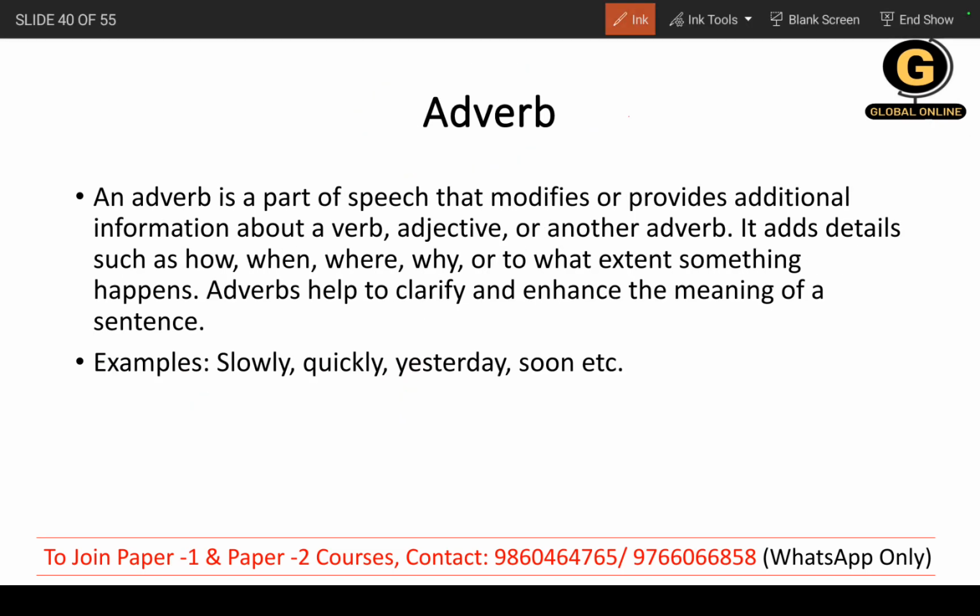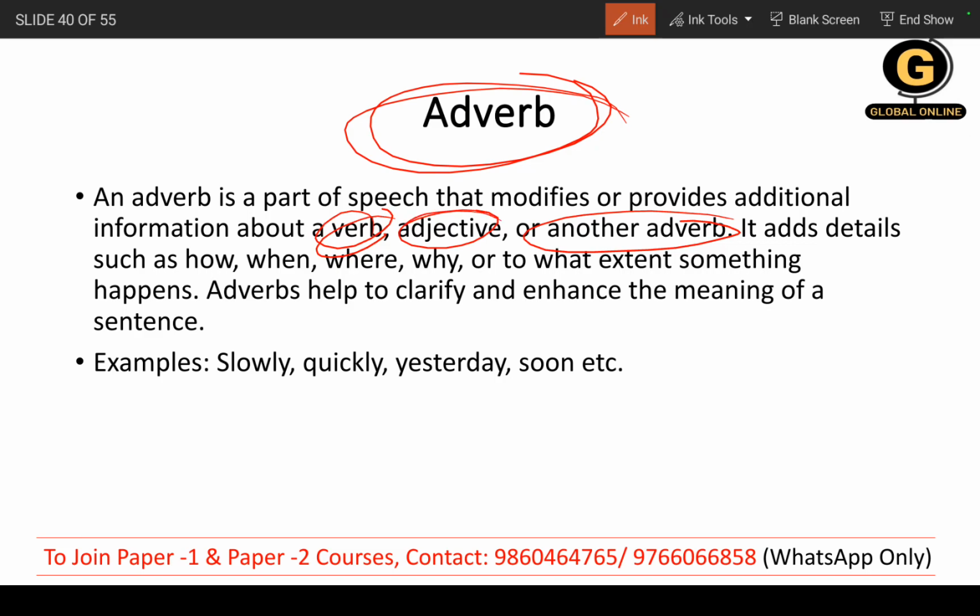Now adverb. As an adjective modifies a noun and pronoun, an adverb modifies a verb, adjective and another adverb. In a sentence there can be one or two adverbs. So if a word is modifying or adding details about a verb or adjective or another adverb, that is called an adverb.